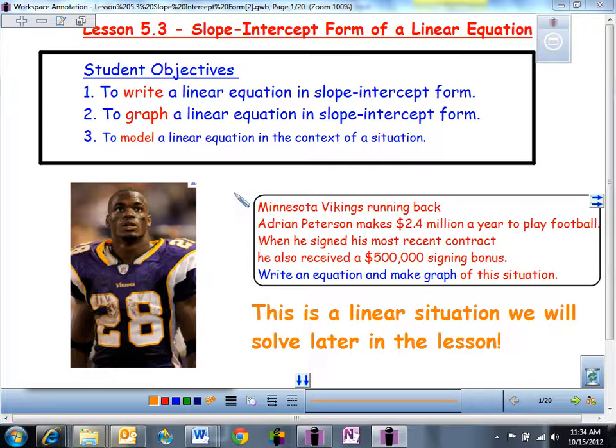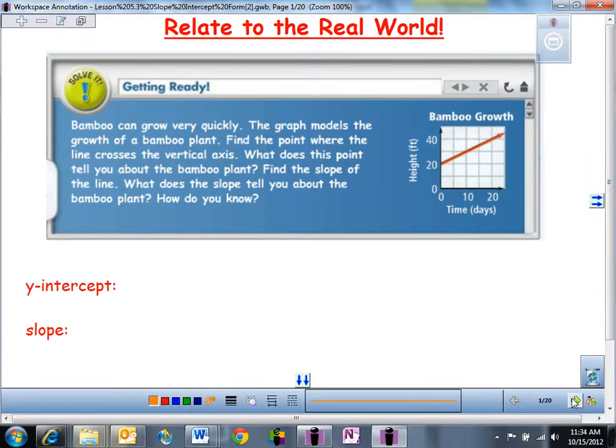Minnesota Vikings running back Adrian Peterson makes $2.4 million a year to play football. When he signed his most recent contract, he also received $500,000 as a signing bonus. Write an equation and make a graph of the situation. This is a linear situation we will solve later in the lesson, but this could be written in slope-intercept form.